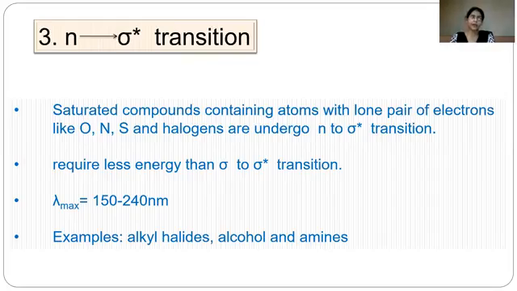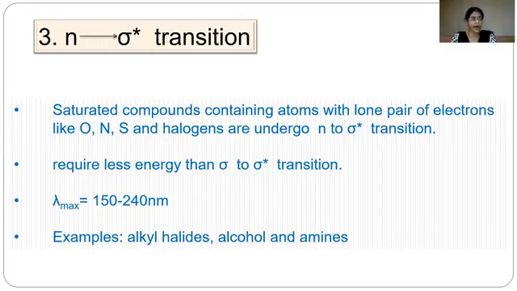Simple saturated compounds containing atoms with lone pairs of electrons, like oxygen, nitrogen, sulfur and halogens, undergo n to sigma antibonding transition. This transition requires less energy than sigma to sigma antibonding transition, and the lambda max for these types of compounds is in the range of 150 to 240 nanometers.